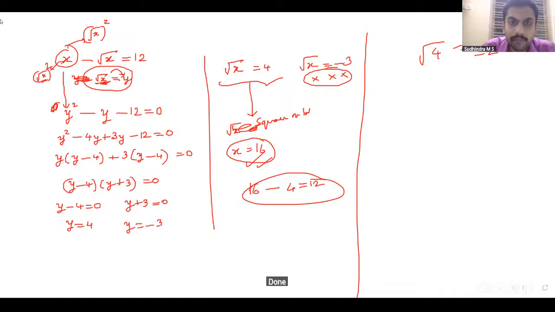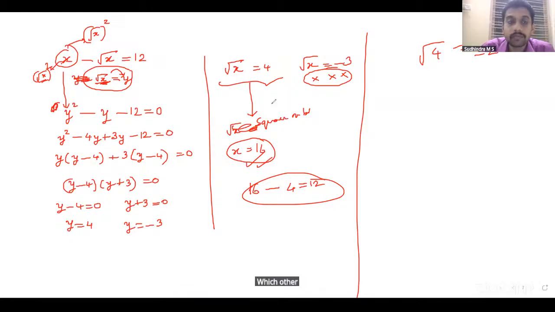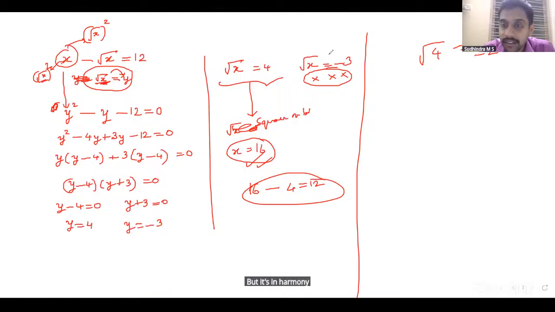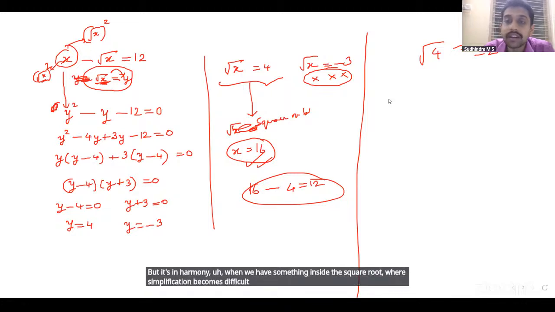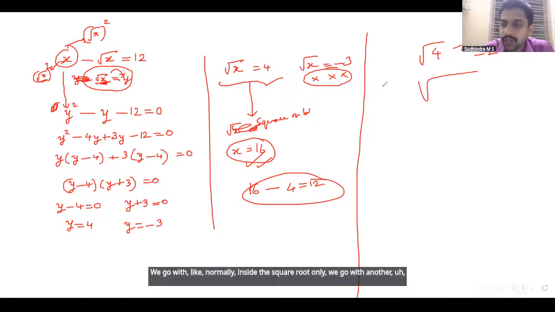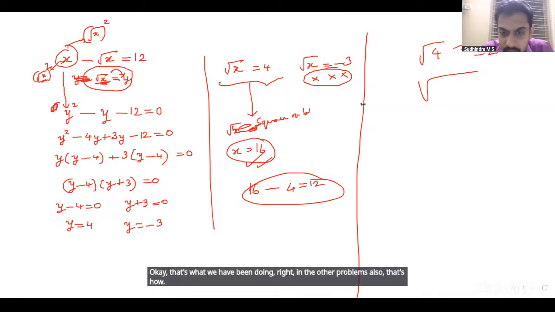Sir, my doubt is, in which other scenarios can we take another variable y? Like here we took the square positive. See, normally when we have something inside the square root where simplification becomes difficult, those are the cases where we go with y. Normally inside the square root only, we go with another variable. That's what we have been doing, right? In the other problems also, that's how it normally is. Okay. Thank you, sir.